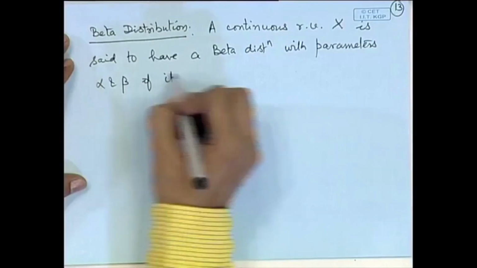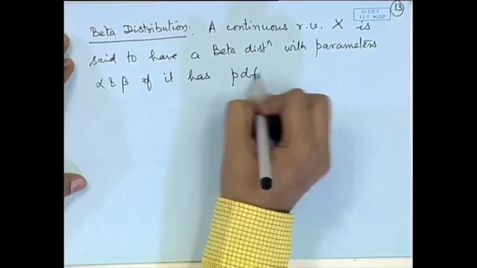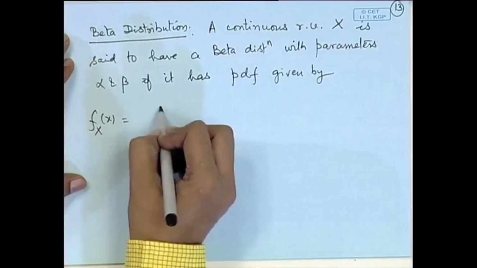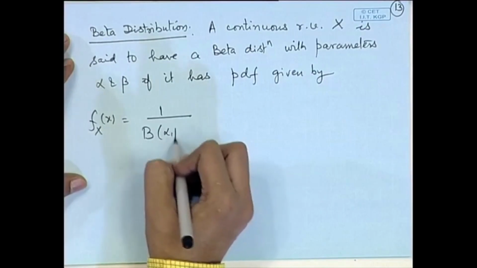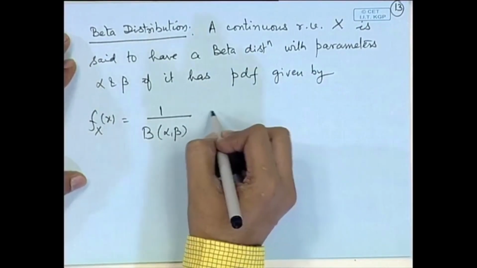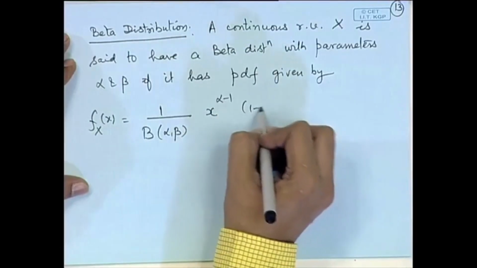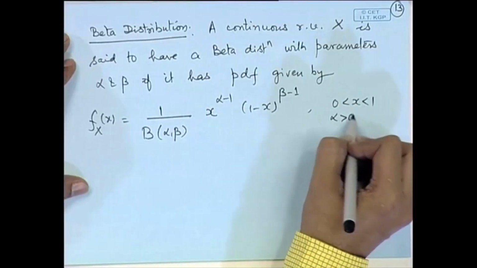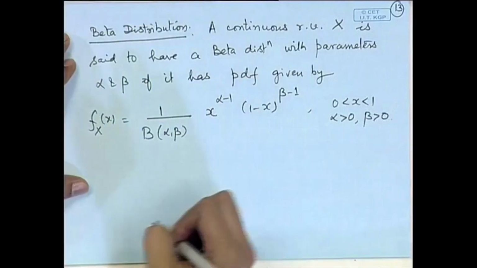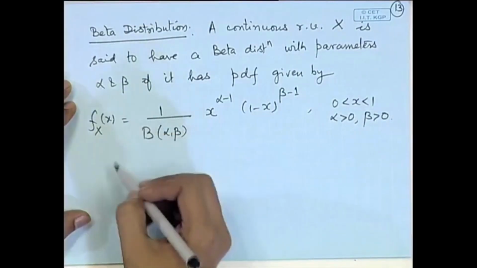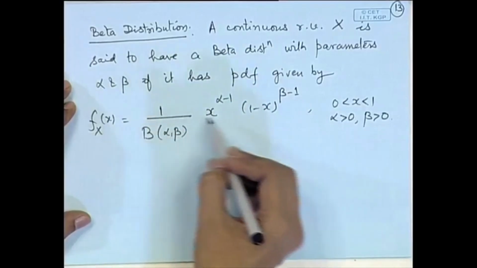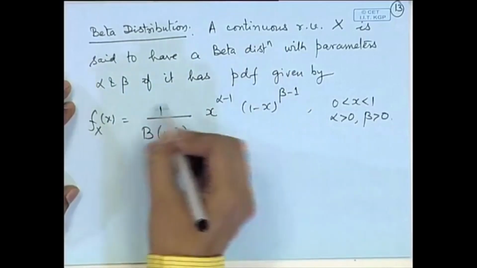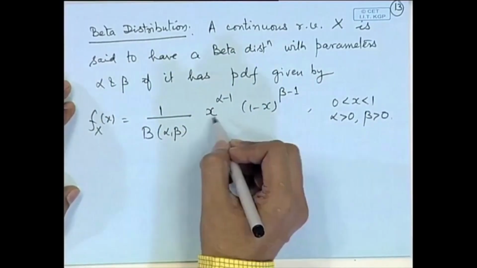if it has the probability density function given by 1 by B of alpha, beta, where B denotes the standard beta function, times x to the power alpha minus 1, times (1 minus x) to the power beta minus 1, for 0 less than x less than 1, alpha positive, beta positive, and 0 otherwise. Obviously, this is called the beta distribution because it contains a beta function. The integral of this gives B of alpha, beta, therefore the ratio becomes 1.